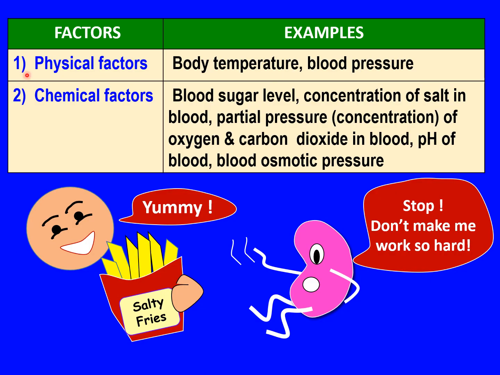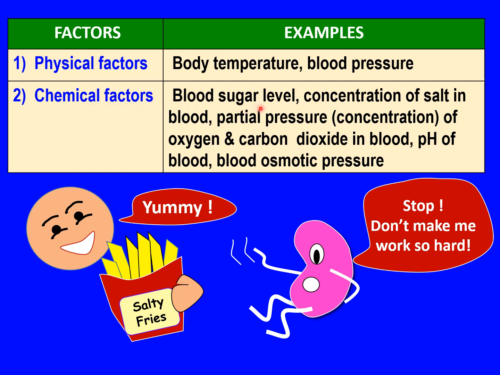So now let's look at some factors and the examples. So we can classify the factors as physical factors or chemical factors. Physical factors include body temperature and blood pressure that need to be regulated through homeostasis, and chemical factors involve chemical compounds such as sugar, salt, oxygen, carbon dioxide, hydrogen ions, and so forth. So that's how we identify chemical factors, okay, or classify them as chemical factors.